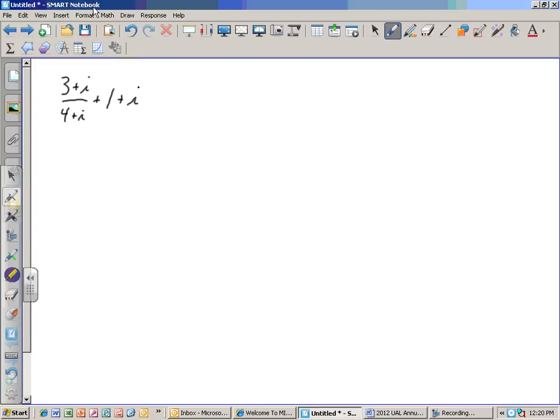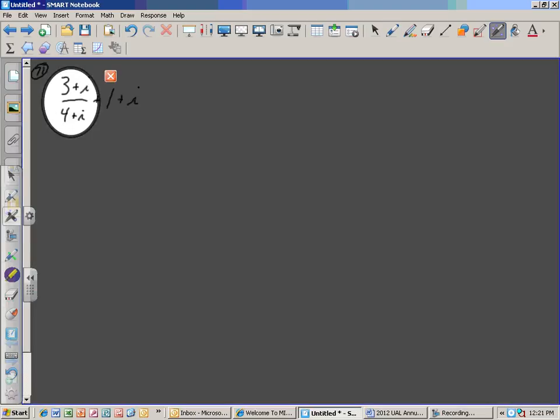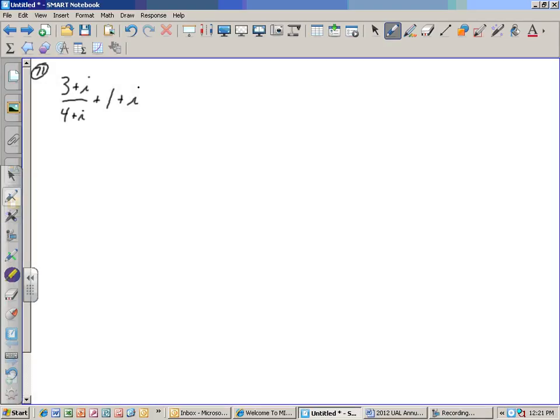Alright, from last night's homework, it's problem 71. I don't know what you guys did to solve this. You got the right answer, I think, in the back of the book. But I took this first part here and solved it first. So I went over to the side: 3 plus i over 4 plus i, and I'll put those in parentheses.